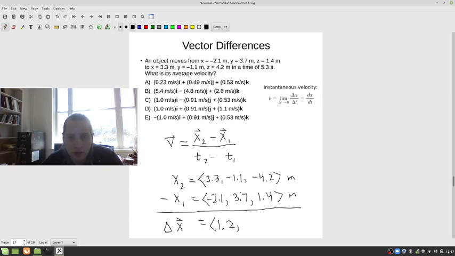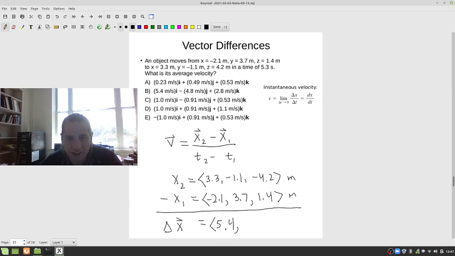Okay, here's our final minus our initial, minus 1.1 minus 3.7. Whoops, I did the first one wrong. If I minus a minus, it's a plus. My fault, I apologize. So this should be 3.3 minus a minus 2.1. So that's 5.4.